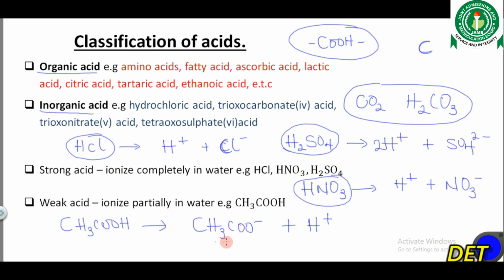So it does not ionize completely to liberate all its hydrogen, right? That is why it is referred to as a weak acid. A weak acid is an acid that ionizes partially or incompletely in water. An example is ethanoic acid. We also have other examples of weak acids.